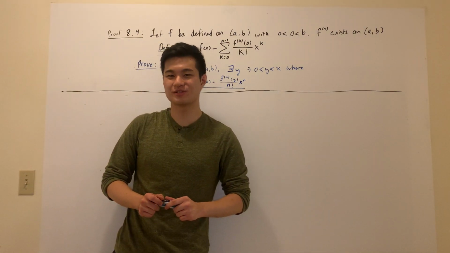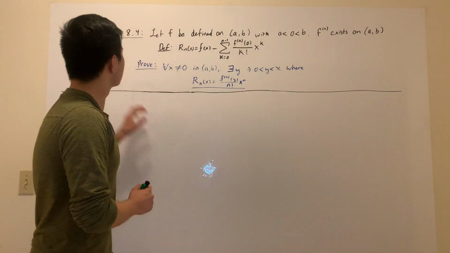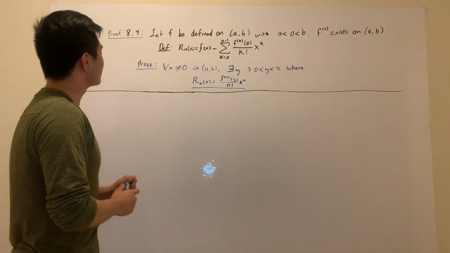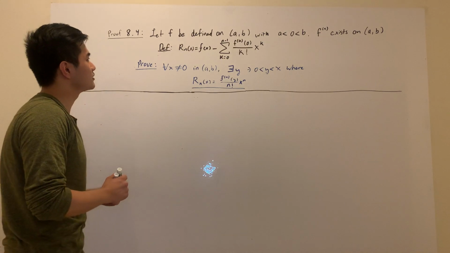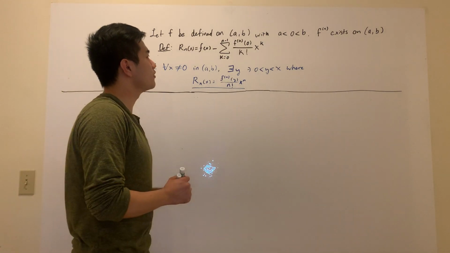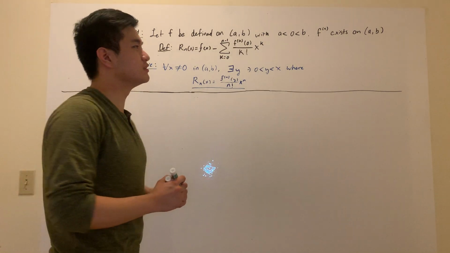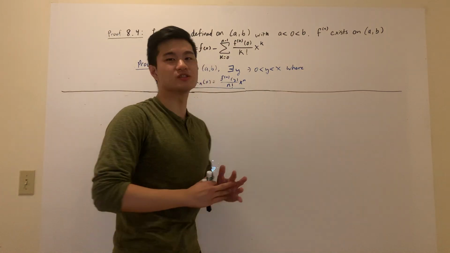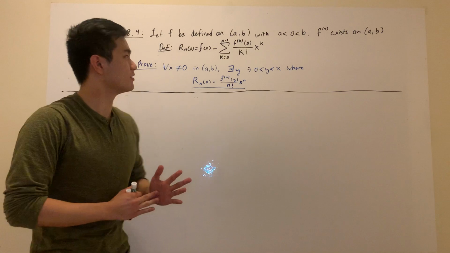Hello, my name is Andrew Liu, and today we'll be proving proof 8.4, which is Taylor's remainder theorem. Let's let f be a function defined on the open interval a to b, where 0 is in between a and b, and f's nth derivative also exists on the open interval a to b.